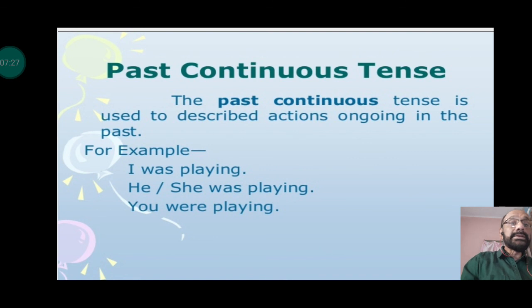Past continuous tense. The past continuous tense is used to describe actions ongoing in the past. Something that has ended in the past, but it was ongoing. It was an ongoing process. I was playing cricket when my mother called me. So you were playing when I was studying.